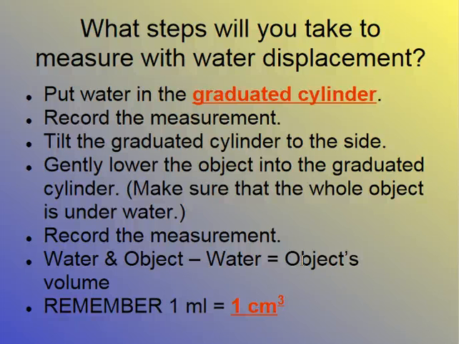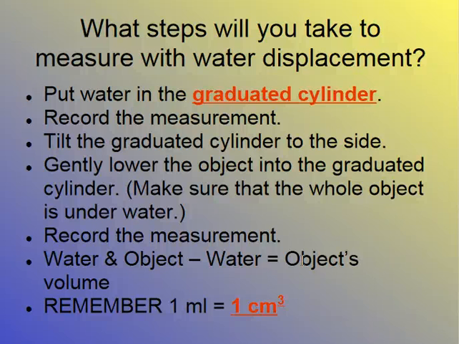So you put the water in the graduated cylinder, record the measurement. Tilt the graduated cylinder to the side. Gently lower the object into the graduated cylinder. Make sure that the whole object is under the water. Sometimes if you have, say, measuring the volume of a piece of wood, or maybe even pumice, because pumice, the rock, floats, you have to make sure it's underneath. And if that's the case, just take your pencil and gently poke it under. You don't want to put your pencil all the way under with the rock, but just enough so that you can get an accurate measurement. Record this measurement. Then take the water and the object, in other words, the final measurement, subtract the beginning water volume, and that's the object's volume.